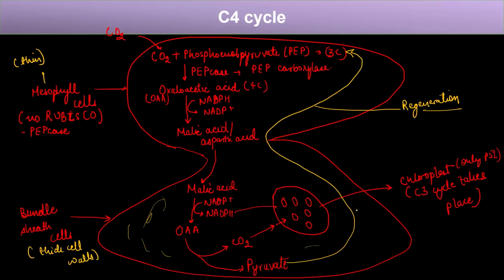Okay. So what happens? The carbon dioxide is taken by phosphoenol pyruvate in the presence of the enzyme known as PEP carboxylase, and it gets converted into a 4-carbon molecule, that is oxaloacetate. Oxaloacetate further gets converted into malic acid, and this malic acid is then transported from the mesophyll cells to the bundle sheath cells. And in the bundle sheath cells, it ultimately goes to the C3 cycle in the chloroplast. So here the C3 cycle takes place.